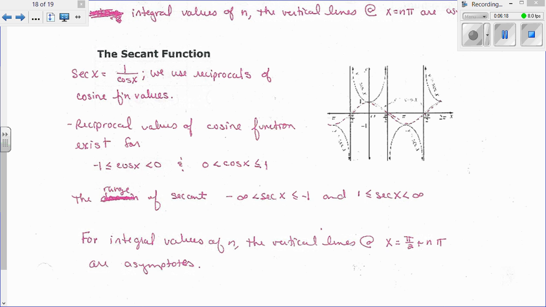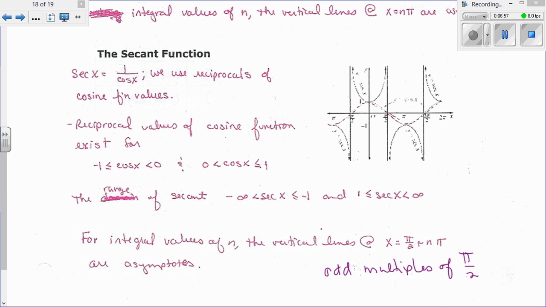What's going to happen, though, is for the integral values of n, the vertical lines x equals pi over 2 plus n pi are your asymptotes. This is just another way of saying your odd multiples of pi over 2. So that's what that's really saying, is the odd multiples of pi over 2. We talked about those the other day in class, when we were talking about the tangent curve and where my asymptotes were with my tangent curves.